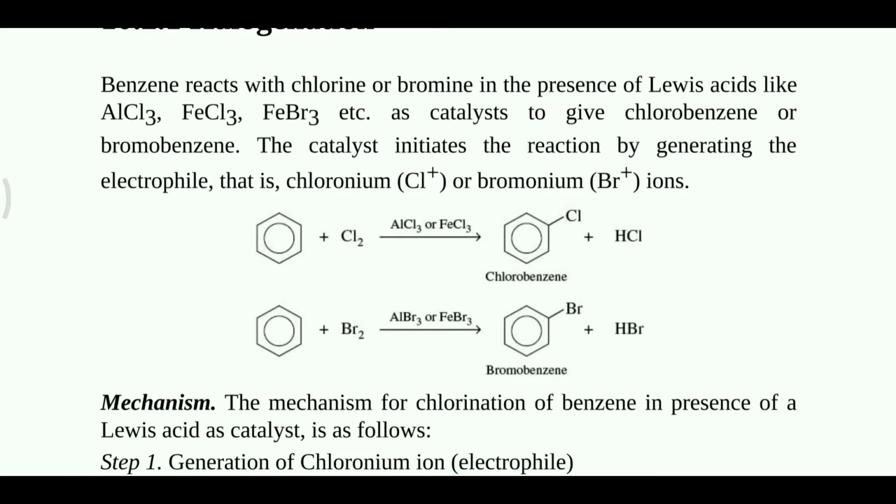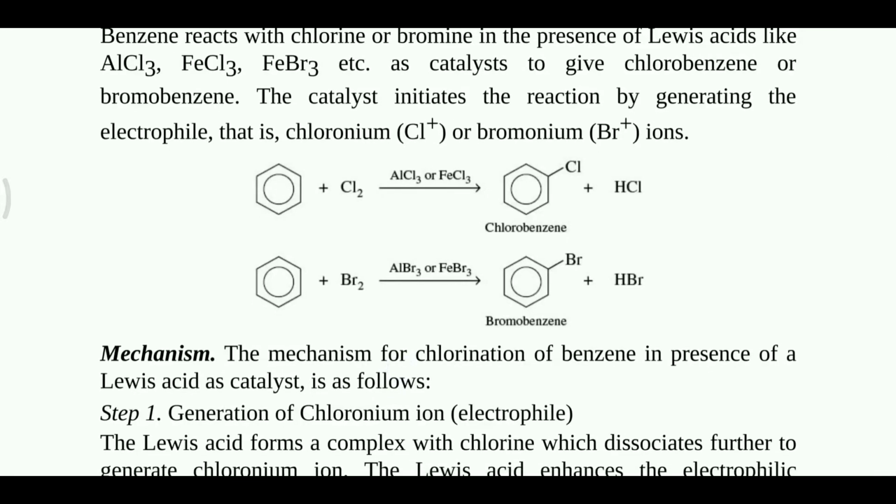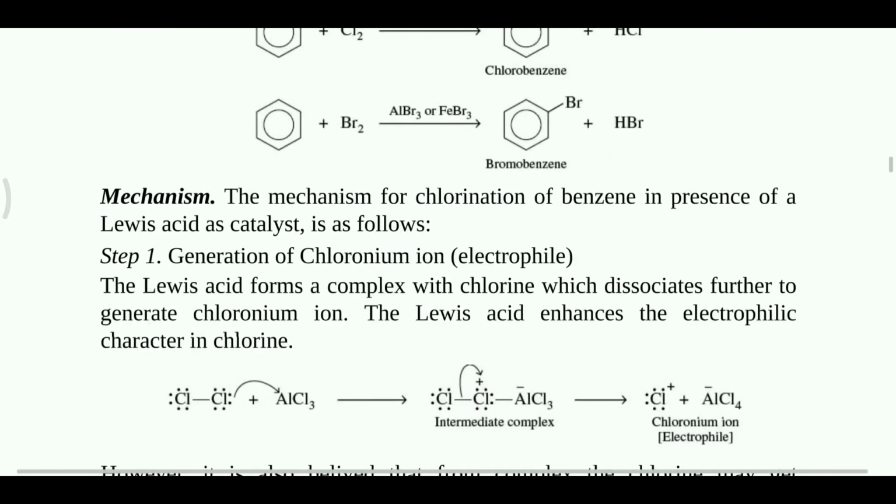Same in the case of bromine. In the case of Br2, we have used an AlBr3 or FeBr3 catalyst. Okay, this whole process is initiated by generation of the electrophile. In the case of chlorination, it is the chloronium ion. In the case of bromine, it's the bromonium ion. How? We will see in the different reaction mechanisms.